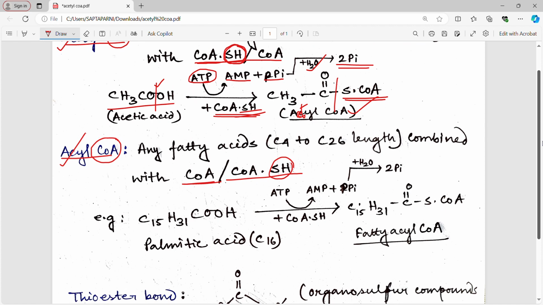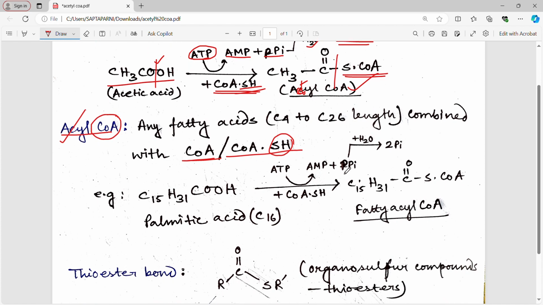Now what is acyl CoA? Acyl CoA is also a similar thing, but here the carboxylic group containing acid is not the acetic acid. It is any kind of fatty acid which has at least 4 to 26 carbon moieties. For example, it is a palmitic acid which has 16 carbon moieties in it.